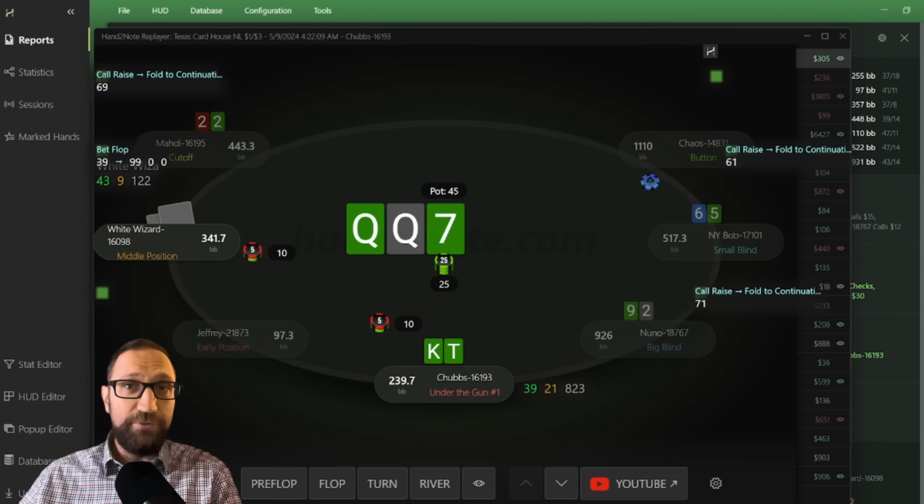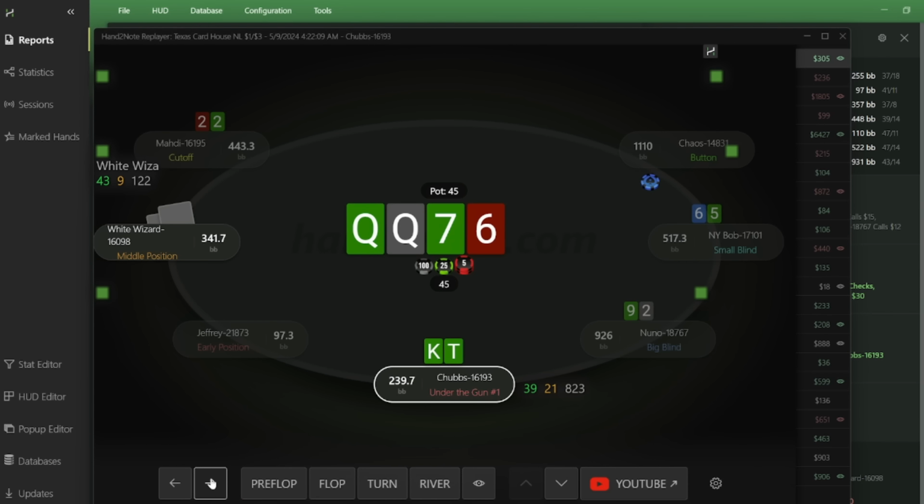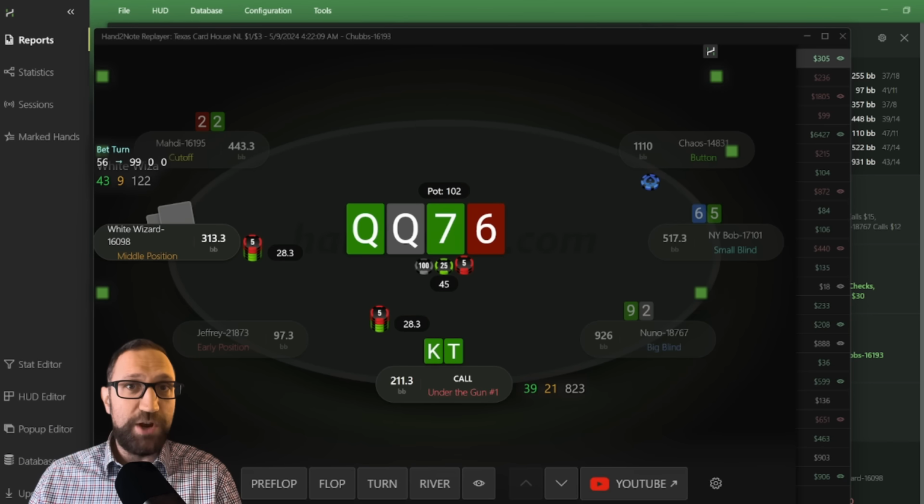But he could also have a flush draw or just be taking a stab with nothing. The turn is now an offsuit 6 and he keeps firing. This time he sizes up to around 60% pot. Chubbs calls again, so what do you think about Villain's range now?